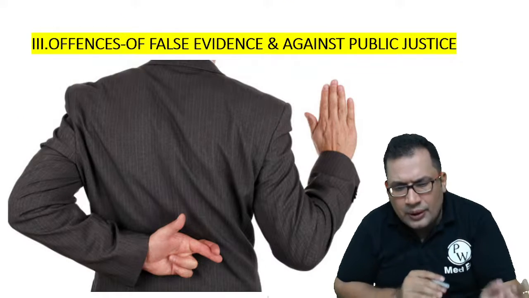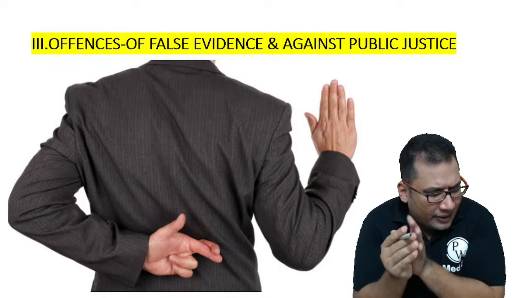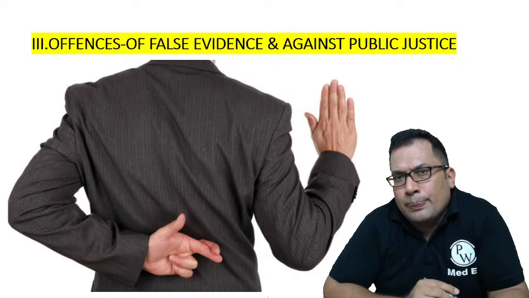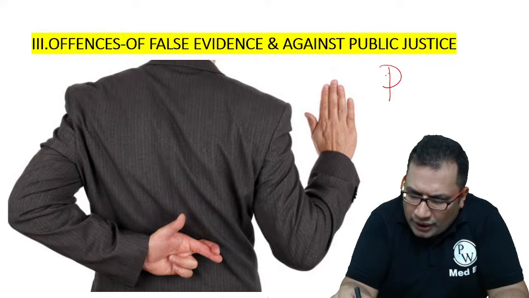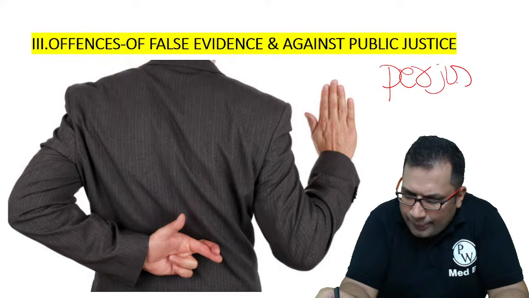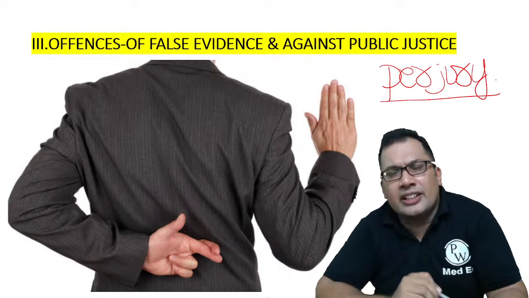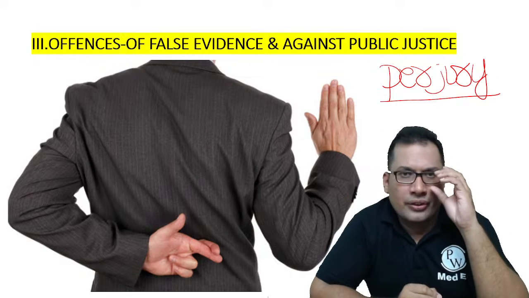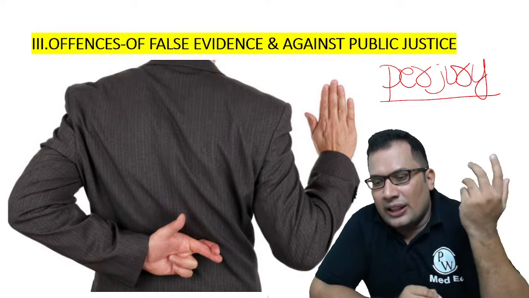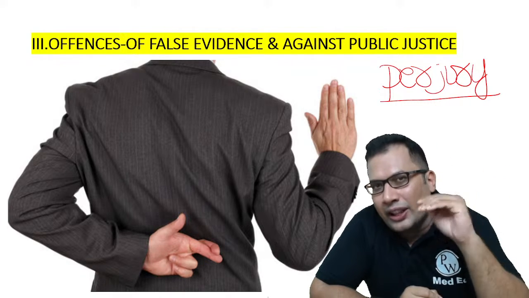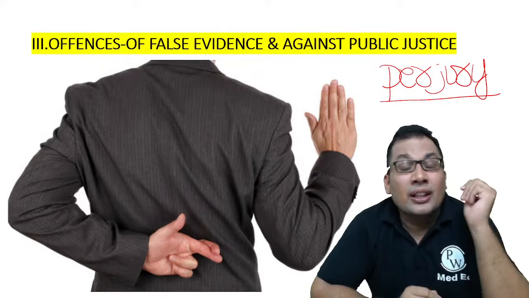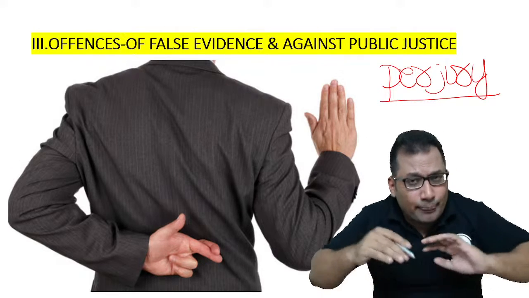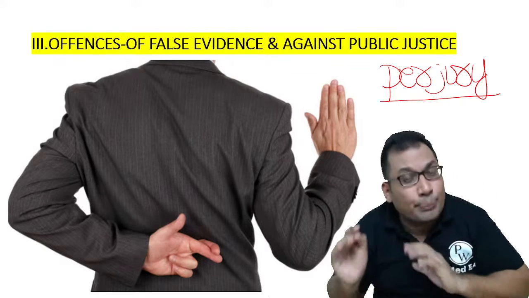Don't worry about that. Now some important BNS sections related to false evidence, offenses against public justice, for example perjury. Perjury is very commonly asked in your INI-CET exam. What is perjury? Giving false evidence under oath is known as perjury. Previously it was 191 IPC and 193 IPC. Giving a false certificate was 197 IPC. Now let's see the important BNS sections related to this.